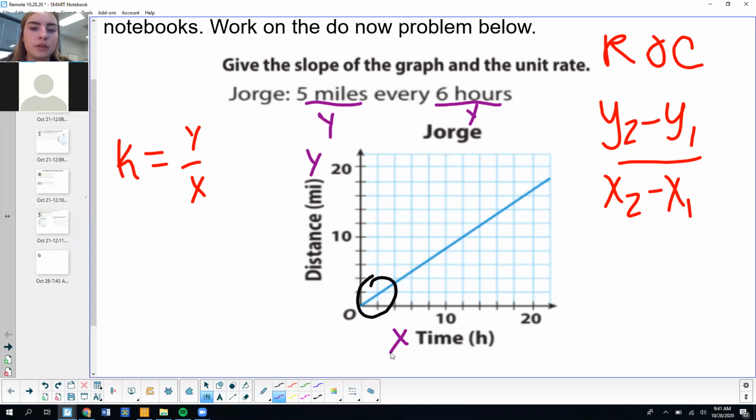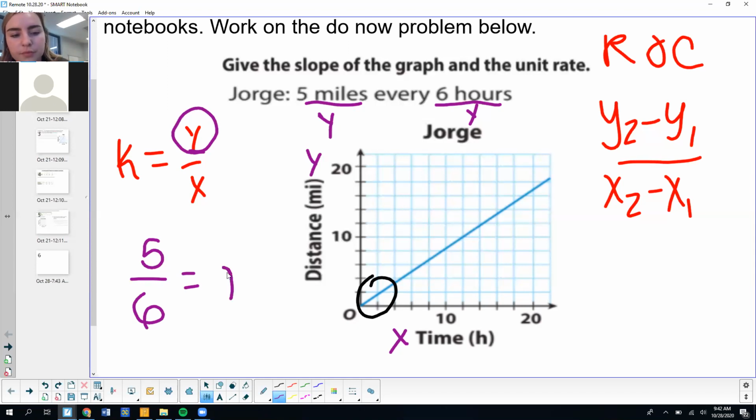So if we want to find the unit rate, we can just take y, because we're taking y divided by x, which is 6. We can see that every 6 hours, 5 divided by 6. So our slope is going to be 5 divided by 6. So 5 divided by 6 is going to be 0.83. So our slope is going to be 0.83.